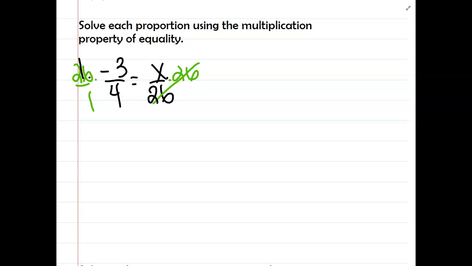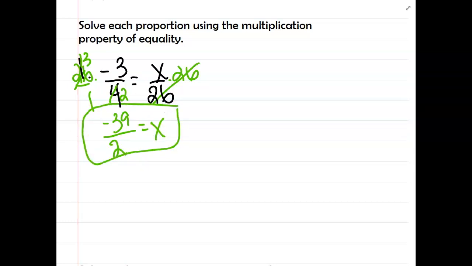So if I look to cross-reduce, 26 and 4, they have a 2 in common. So if I divide out a 2, I would get 13 and 2. And then I can multiply across. 13 times negative 3 is negative 39. 1 times 2 is 2. So there would be my answer. Okay, let's try another one of those.